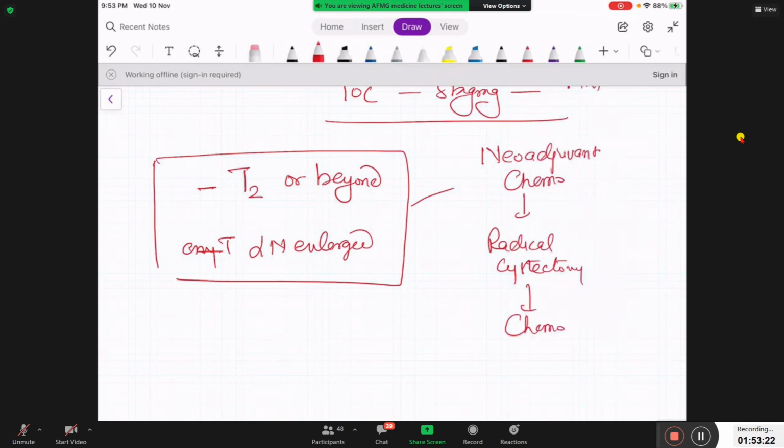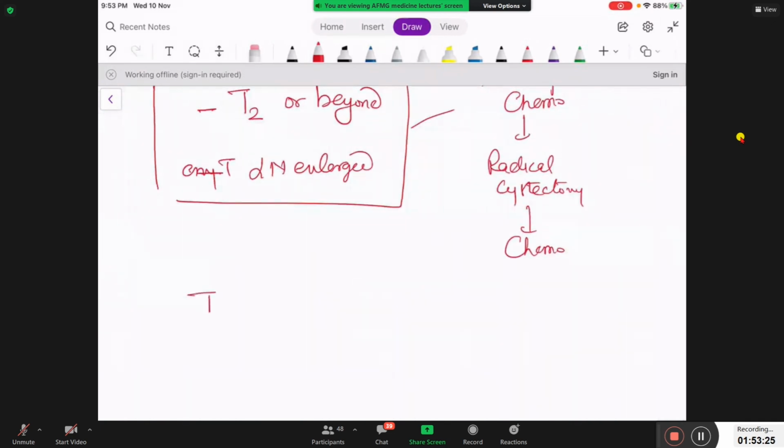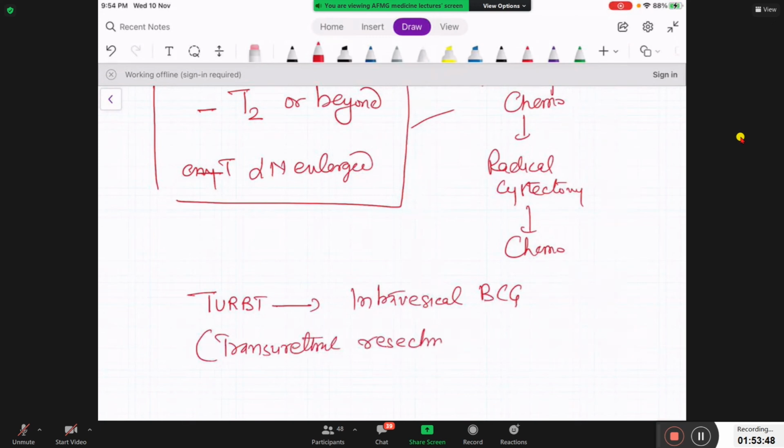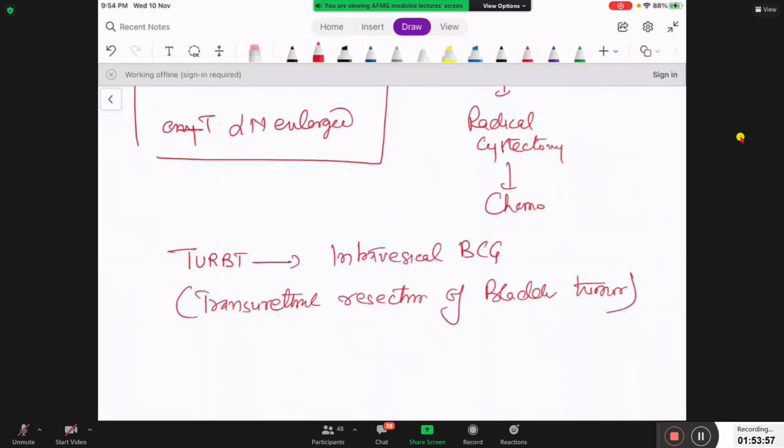The answer for all the other patients will be TURBT followed by intravesical BCG, the BCG vaccine which you give for tuberculosis. TURBT is transurethral resection of bladder tumor.